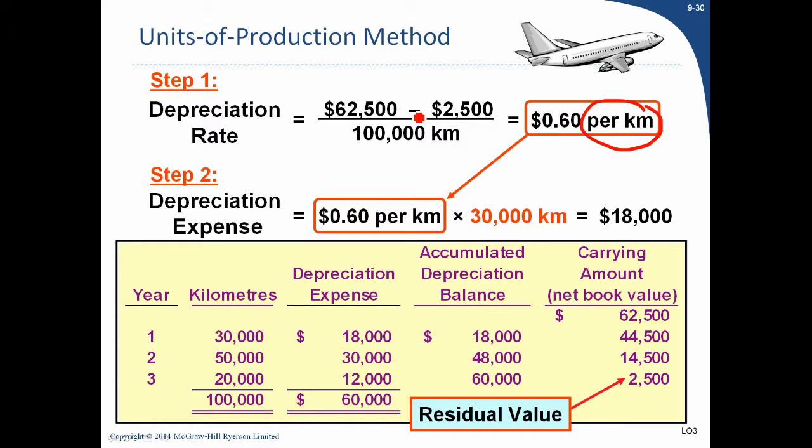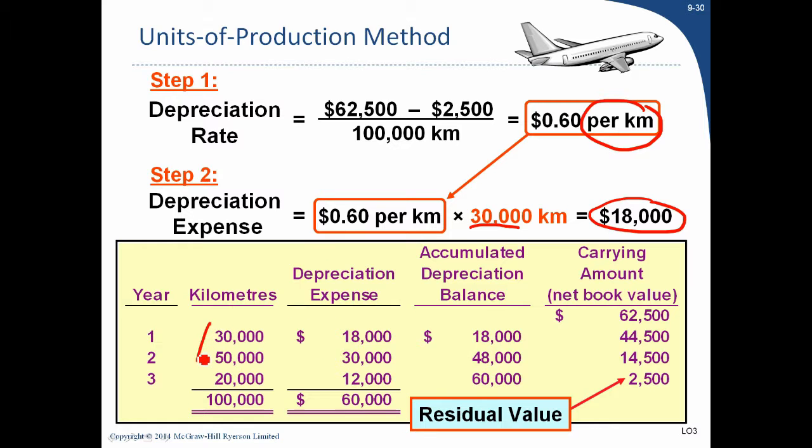So if we say that this asset depreciates by 60 cents per kilometer and we drove 30,000 kilometers in the first year, that's 18 grand of depreciation. That's different than the straight line, which booked 20 grand of depreciation, right? The problem with this method is you need to keep track of how far each of these ground trucks drive. It might not really be worth it, right? It's a big headache to keep track of all that.